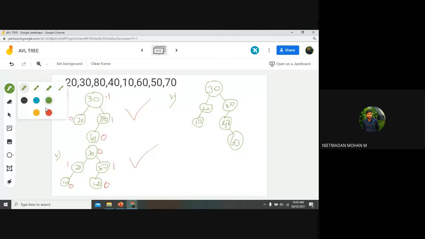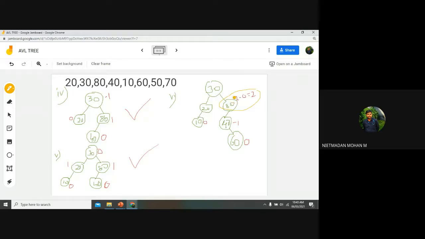So now you can see the balancing factor. What is the factor of 60? 0. For 40, -1. For 10, 0. And for 80, 2, so 2 minus 0 is 2. If you get an imbalance factor in the middle of the nodes, there is no need to check the remaining nodes. First you want to fix this, then check the remaining nodes.